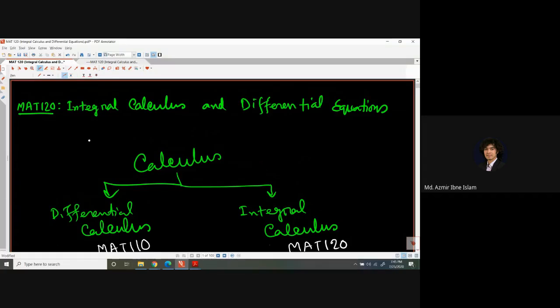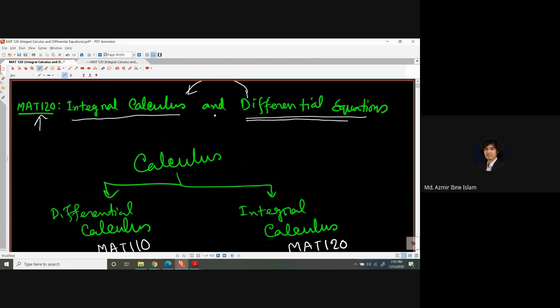So we are here for integral calculus and differential equations. It is the course title and the course code is Math 120. Okay, so you can see that we have two parts that are attached: integral calculus and differential equations. This part, that is differential equations, will probably start after your midterm exam. But before that, we must have the basic idea of integral calculus.